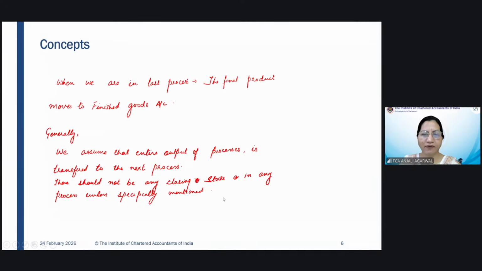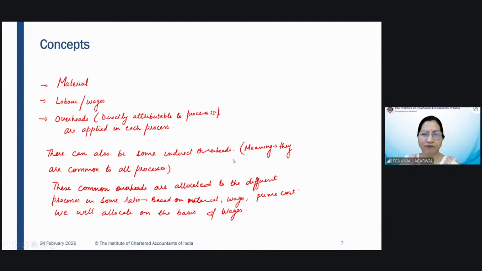The important thing is, whenever we are given an output in a process, it is assumed that the entire output has moved on to the next process. So until and unless it is specifically mentioned, we do not keep closing stocks of finished output in any process.